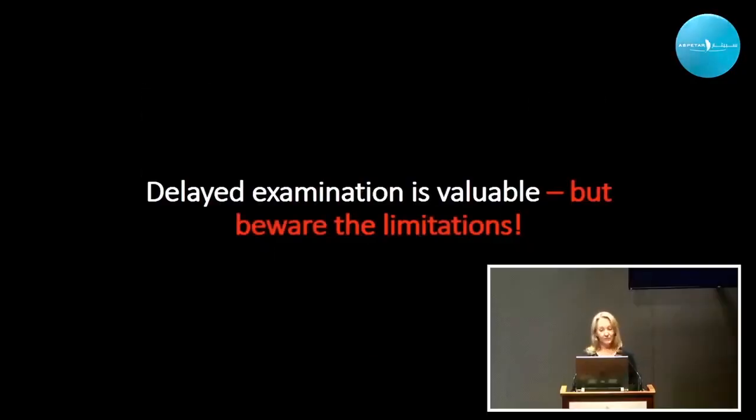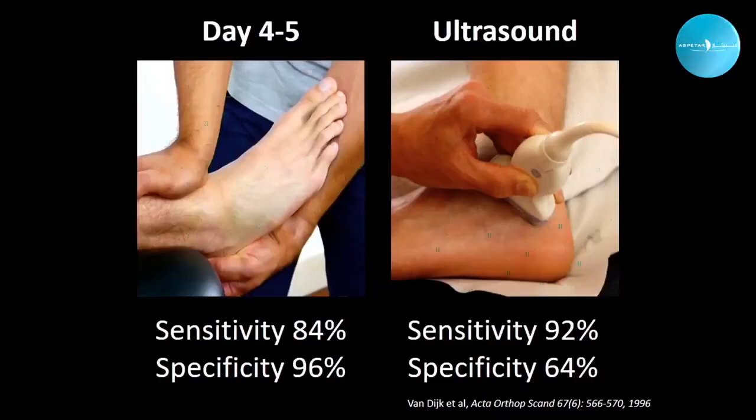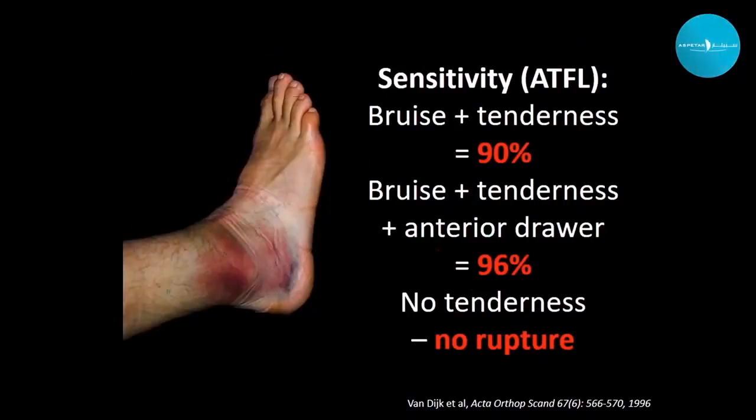So similarly, we should be aware that even though the delayed examination can be very valuable, there are still some limitations. Both delayed physical examination and ultrasound have a higher sensitivity for diagnosing ligament ruptures and particularly lateral ligament ruptures. So we know that if you have a combination of bruising and tenderness over the ligament, and then you add a positive anterior draw test, the sensitivity goes up to 96%.